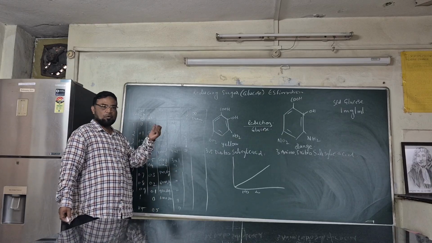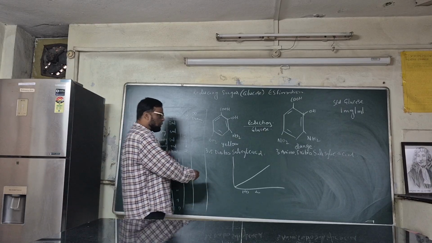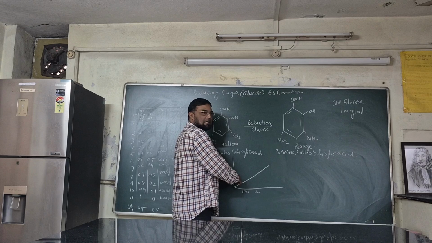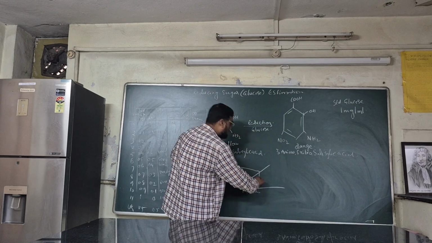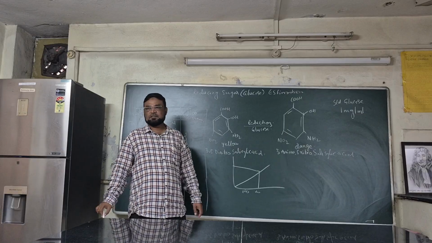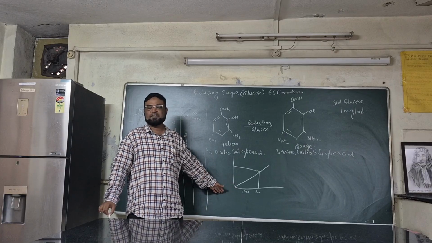Now you will be getting some OD, isn't it? Now plot it over the standard graph, suppose it is coming somewhere here. See where it coincides with the concentration. That is the concentration of glucose present in the given sample.